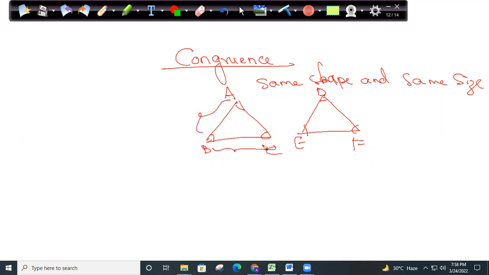If two sides and their included angle are equal, suppose assume AB is equal to DE, BC is equal to EF, and angle B is equal to angle E. Two sides and the included angle are the same, then definitely the two triangles will be congruent. One extra property you should remember. So two triangles are congruent if they have same shape and same size, or if two sides and the included angle of one triangle are equal to those of the other triangle. So these are the concepts you should know.